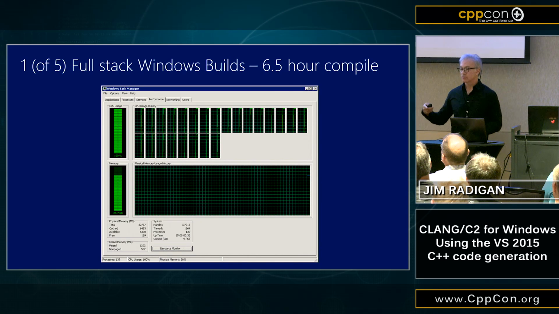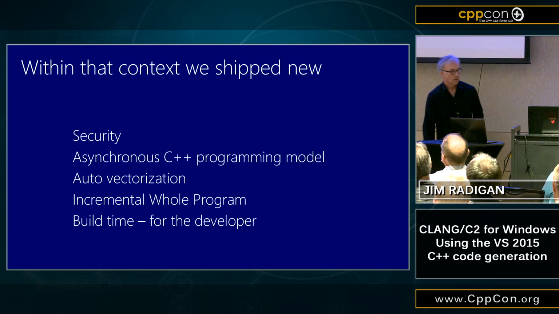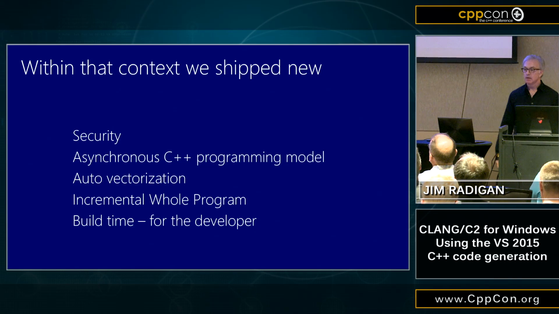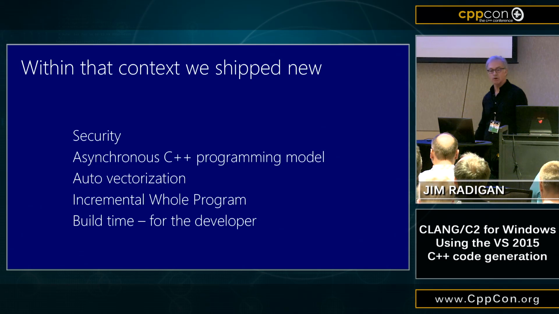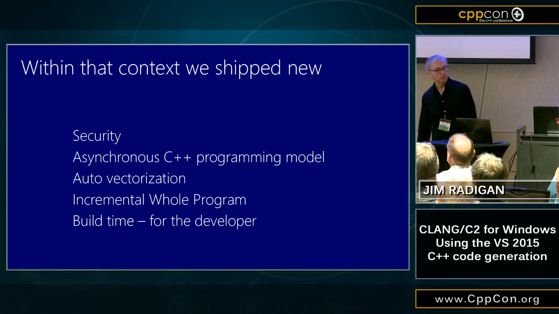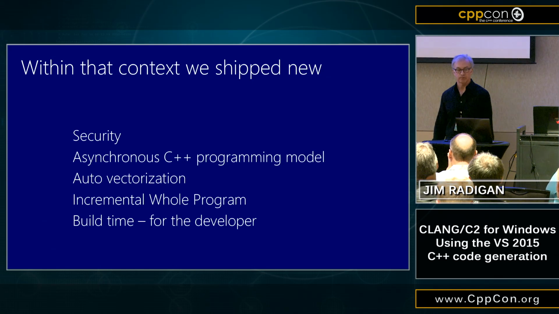Okay? That's the environment that we innovate in daily. So within that context, for Visual Studio 2015, we shipped new secure code generation, a new asynchronous programming model for C++, new auto-vectorization, a whole new framework for incremental whole program analysis. And we did a tremendous amount of work on build time. You can imagine that in our world, build time is a very, very big deal.